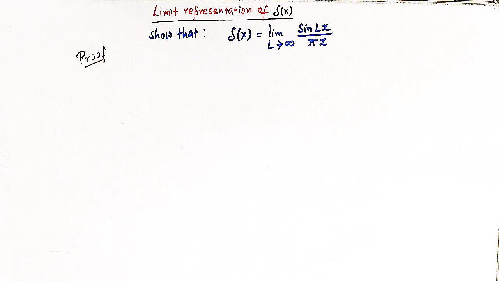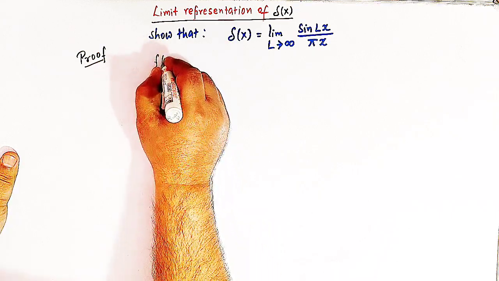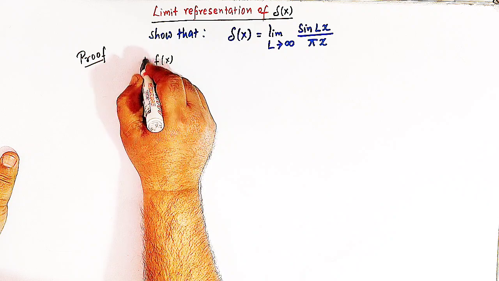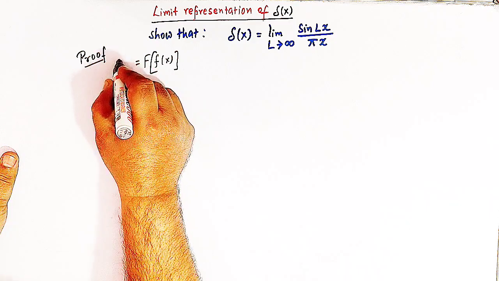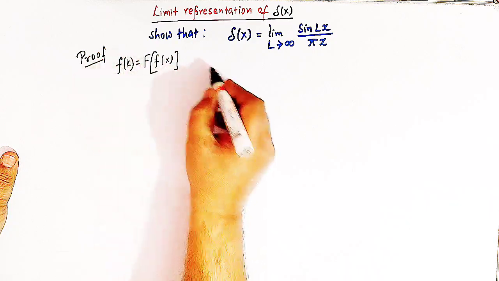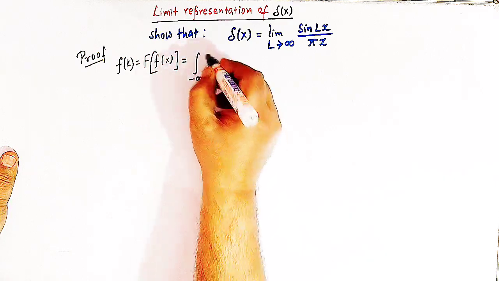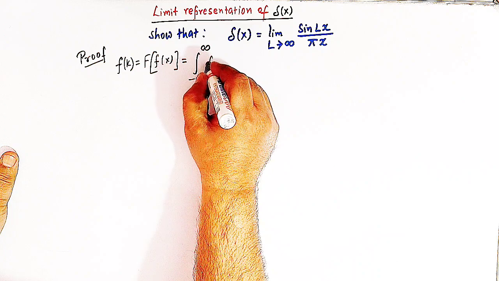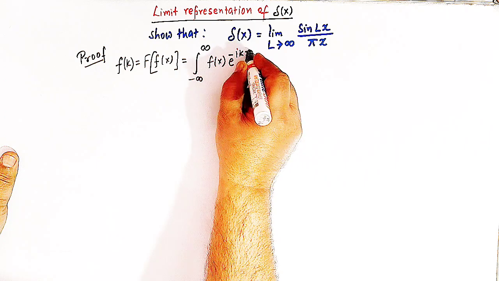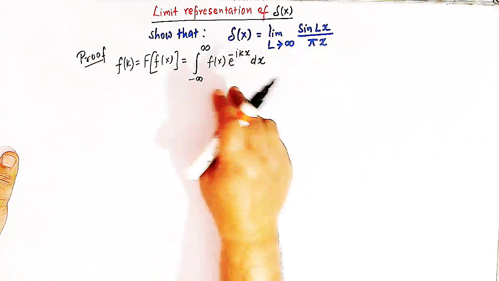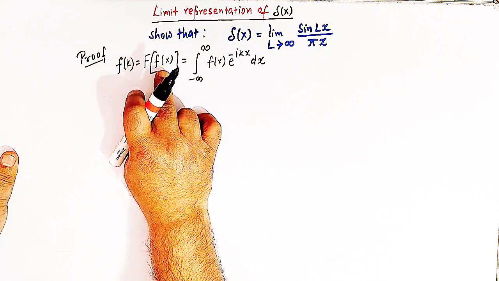So let us start. Now let us consider a function, say f(x), right? So the Fourier transform of this function f(x) is denoted by F(k), and this is defined by this integral, that is, from minus infinity to infinity, f(x) e raised to minus i k x dx, right? So this is the definition of the Fourier transform of f(x), right?